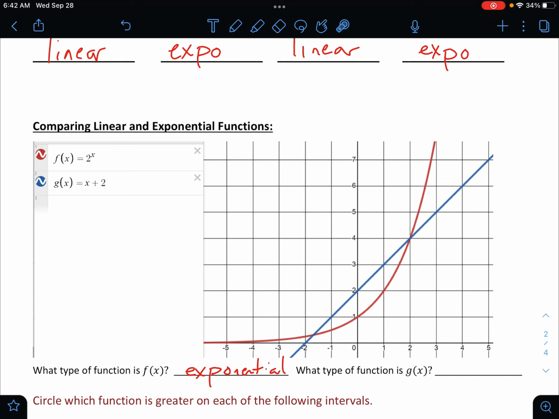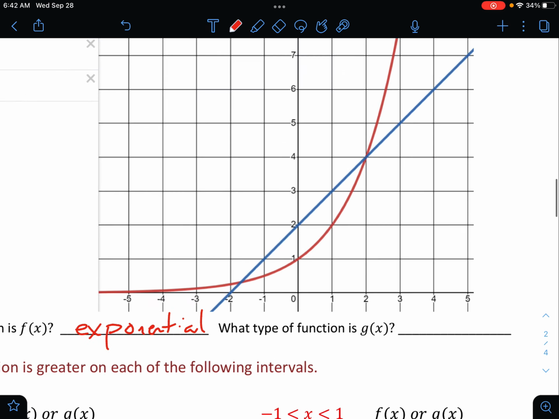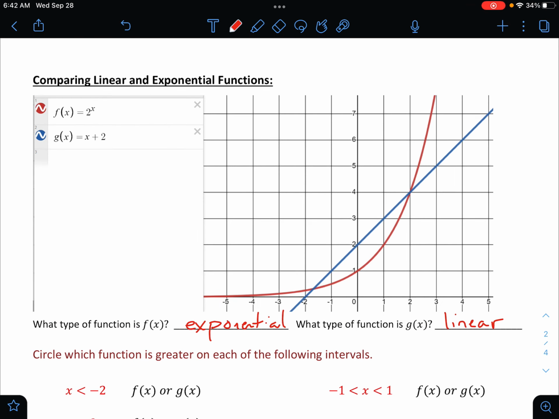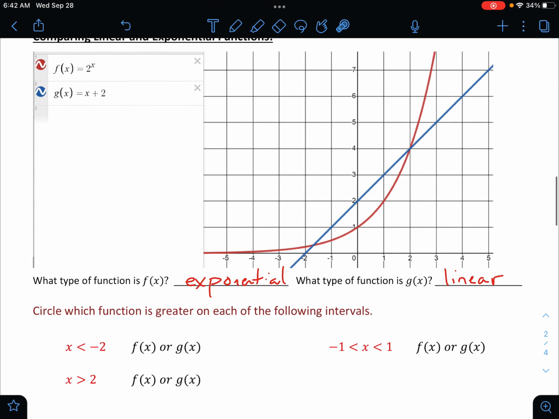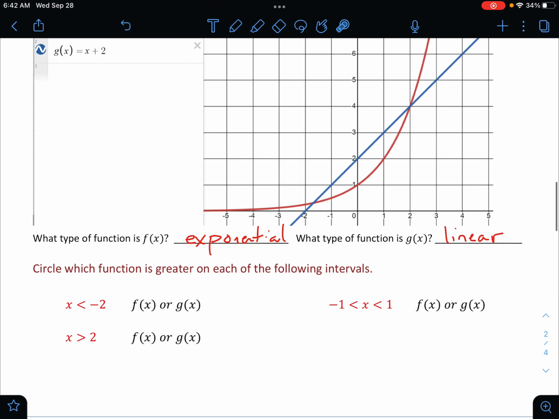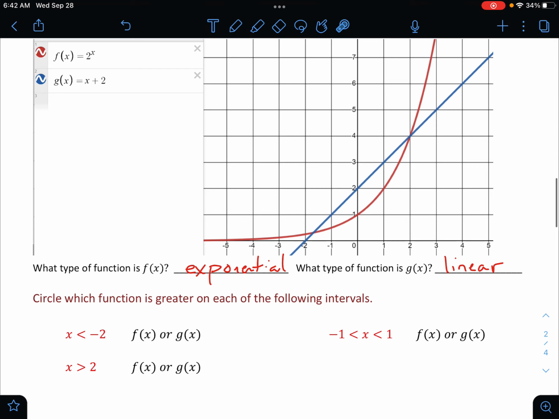And then g of x, which is this blue line, just looks to be straight, unless of course you're getting the optical illusion, but this would then be linear. So g of x is linear, f of x is exponential in this case. Remember that f of x and g of x is just another way to name a function. So then it says circle which function is greater on each of the following intervals.